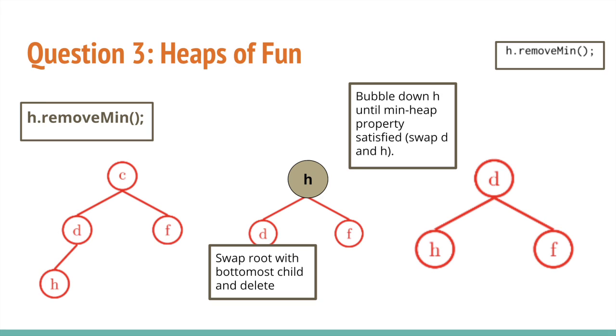Our last operation is another remove min. So we again swap the root with the bottommost right child and delete that child. And then bubble down the new root until we get a perfect heap. So we just swap d and h here. And this is our final heap structure.